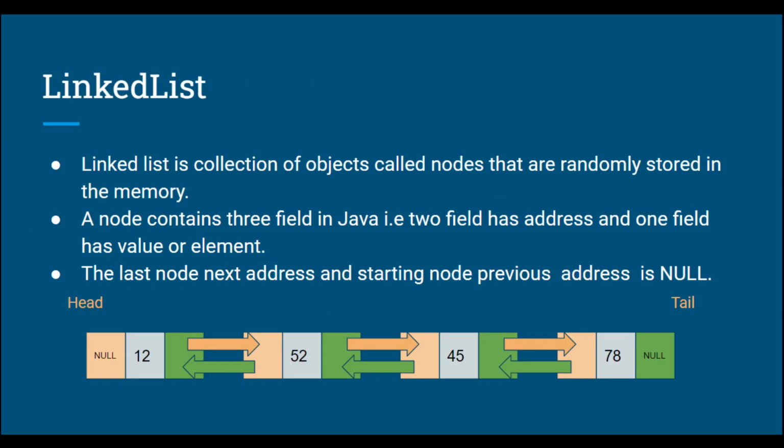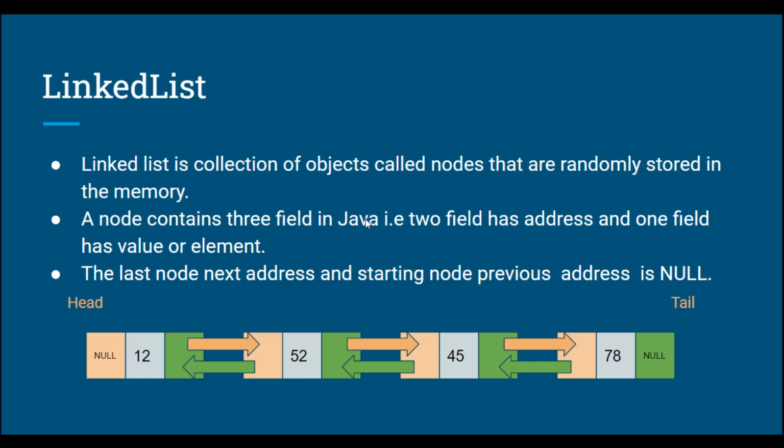First, start with the linked list definition. A linked list is a collection of objects called nodes. If you see the first element, we call it a node, and in that the elements are present with the addresses. These nodes are randomly stored in the memory. So if we see free space, that element will be stored in that position with its address. A node contains three fields in Java.